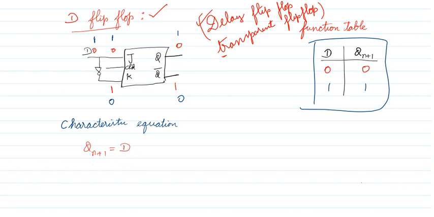Okay, I hope you understood the basics of flip-flops. Using these flip-flops, we can construct sequential circuits such as counters and registers. In counters, there are so many types. They are called synchronous counters and asynchronous counters. Those things, if needed, I will post those videos.